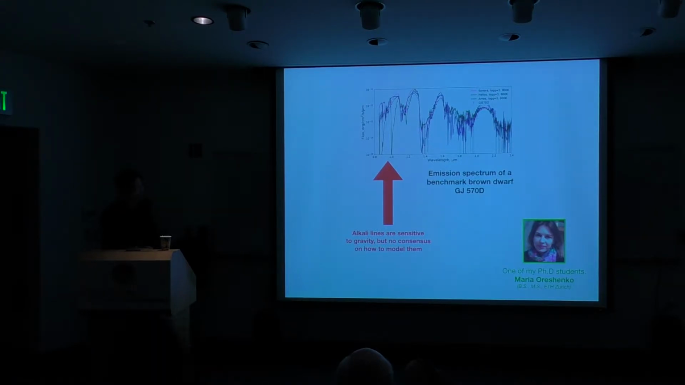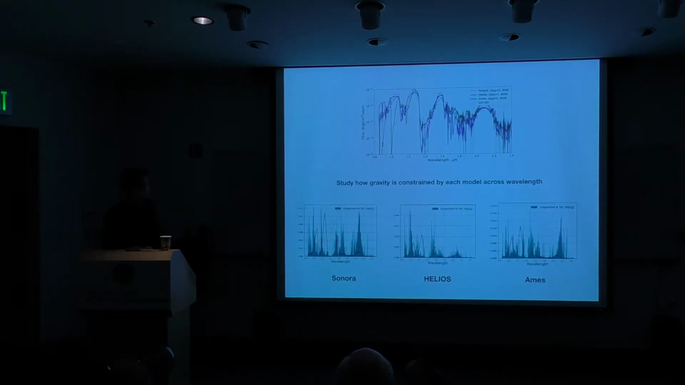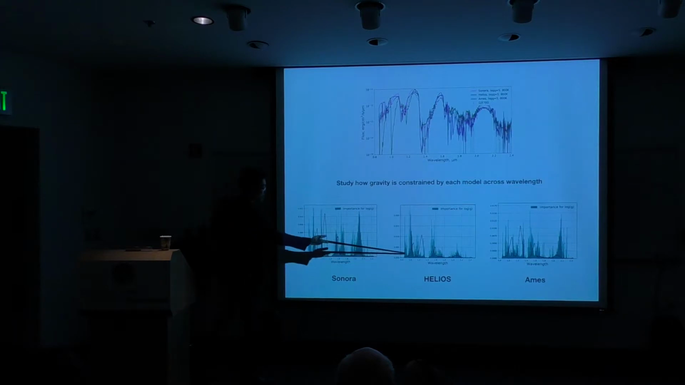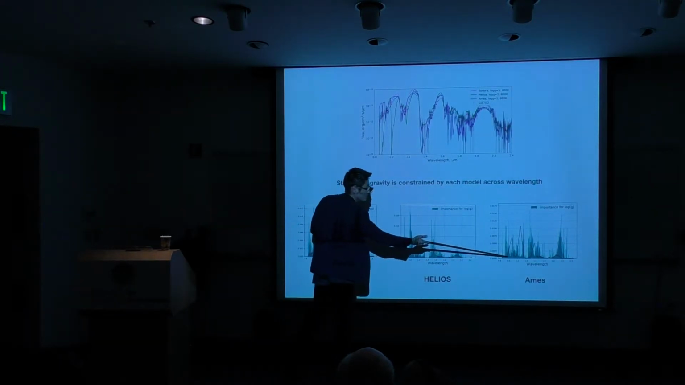So one thing that the machine learning procedure gives you for free is something called the feature importance, which I show you for low resolution spectra. Now what you can do is take the random forest machine learning method and train it on each of these grids, right? The Marley grid, the Ames grid, and our grid. And you can ask the question, how are these grids constraining the surface gravity of the brown dwarf as a function of wavelength? And you can see by eye that there are discrepancies where the alkaline metals are, right? So our grid is doing something very different from, say, what the Ames grid is doing.